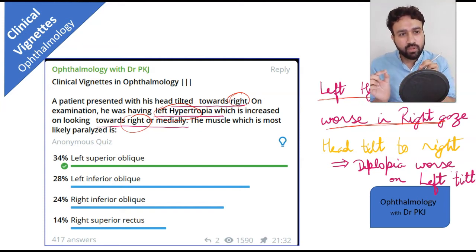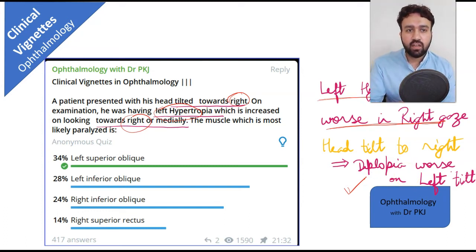So we need to use that information in the edge diagram, correct? So in this case, you've got a right head tilt. That basically means his diplopia is worse in the left head tilt, right? So let's go ahead and see how these informational points are used in the edge.